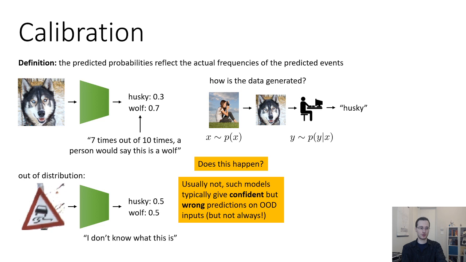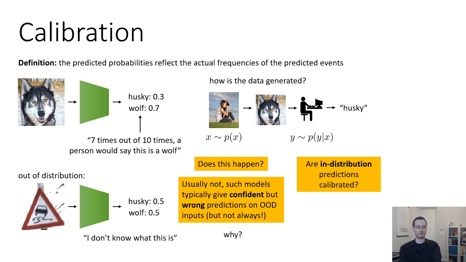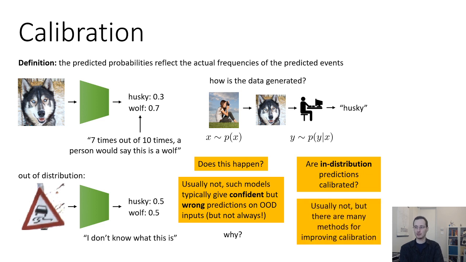Now, there is another, maybe more generous question we can ask, which is, are in-distribution predictions calibrated? Is that picture of the husky, is it actually going to produce 0.3 and 0.7? Is that actually going to reflect the real frequencies of those events? Now, this is something that we think should happen because this is supported by the training data. In reality, this usually doesn't happen.